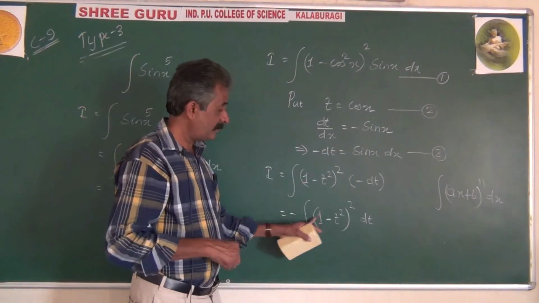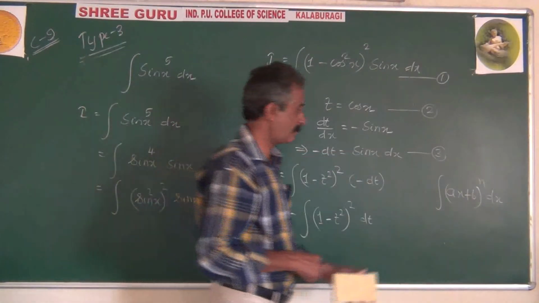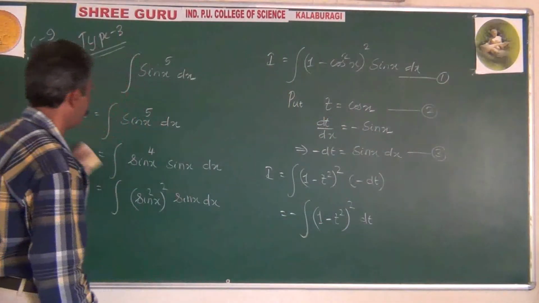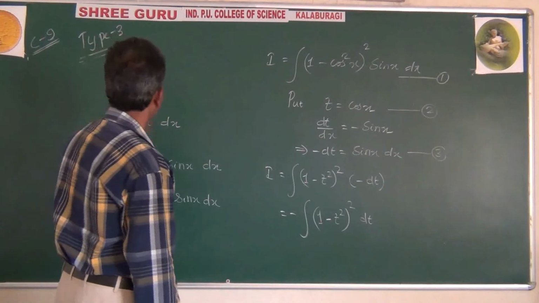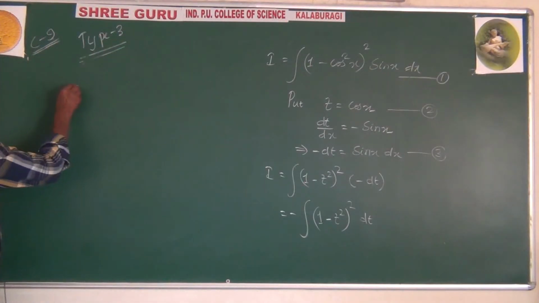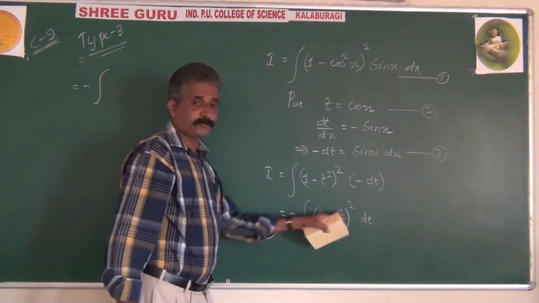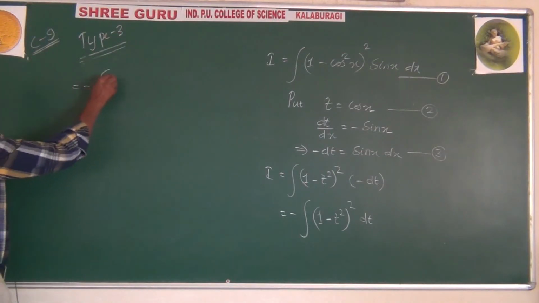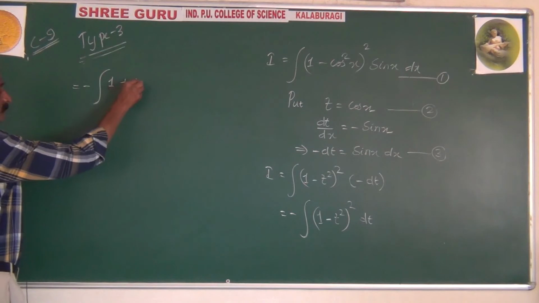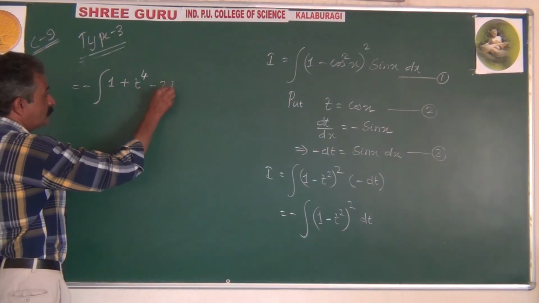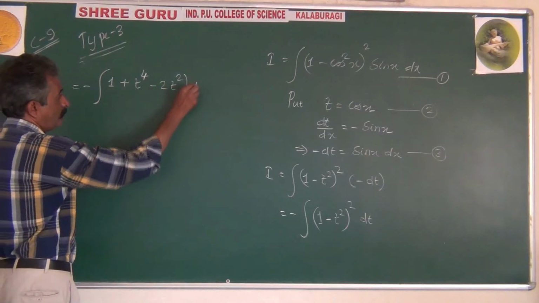We use here the a minus b whole square formula. On using the a minus b whole square formula here, that is equal to minus of integration. It is just like (a minus b) whole square: a square plus b square minus 2ab. What is a square? 1. What is b square? t square whole square, t power 4, minus 2ab is 2t square dt.